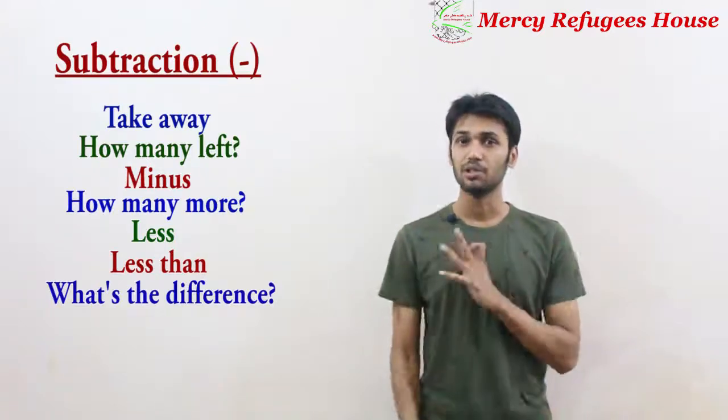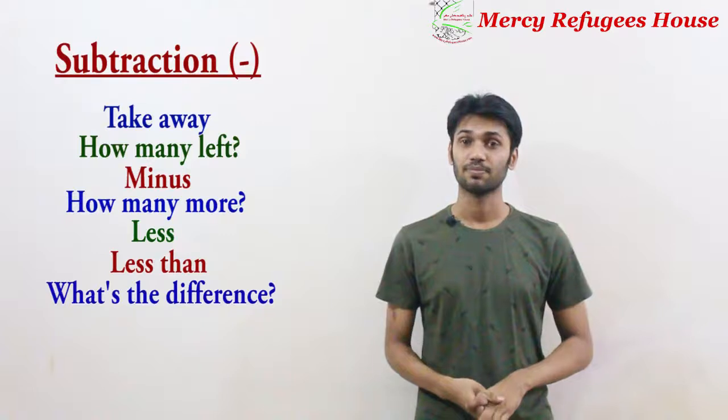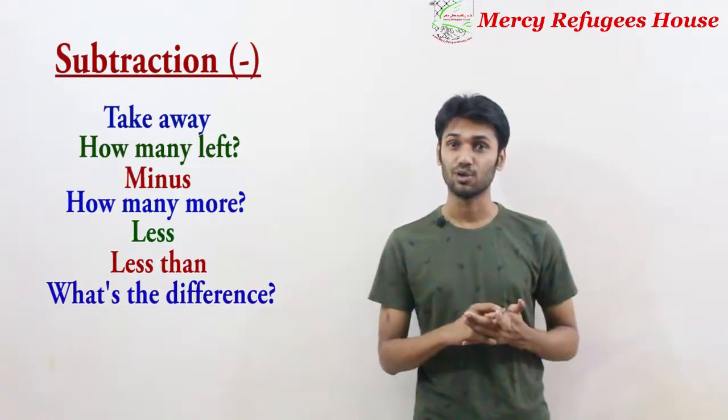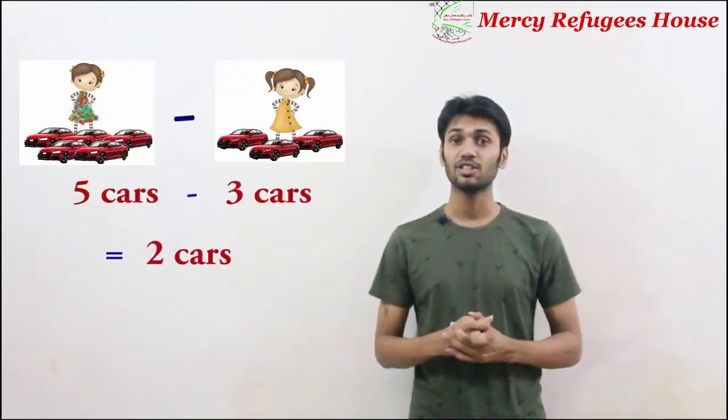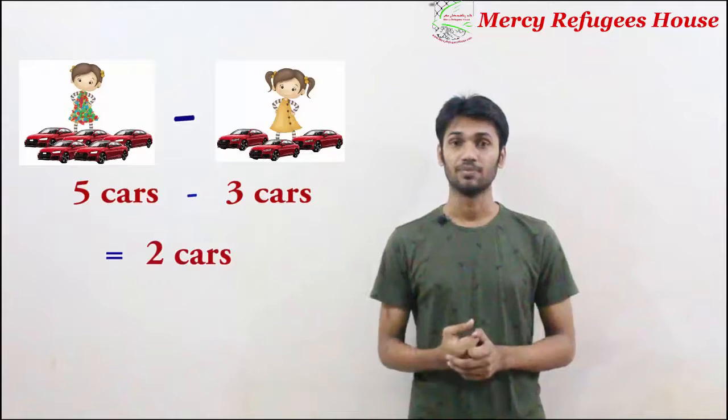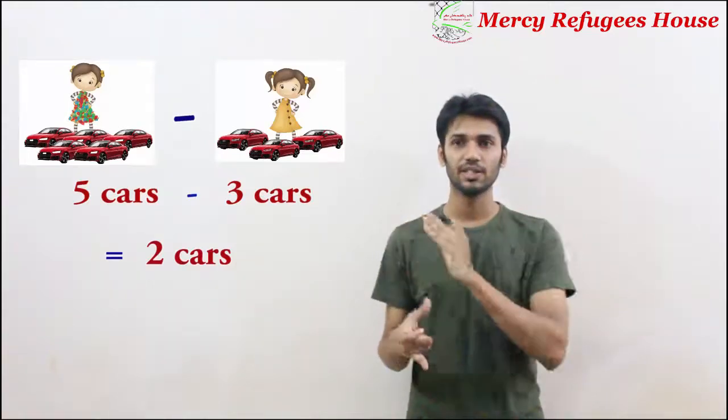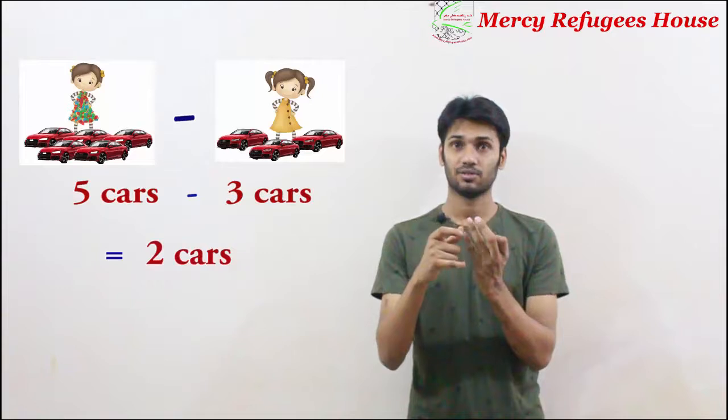Now, make sure you teach this to your students, because they might hear any of these words, and by hearing this word, they should go for subtraction. You could start with this example. You have 5 cars and Millie has 3 cars. Now the question is, how many more cars do you have? That means how many more cars you have than Millie. So it is 5 and Millie has got 3. So 5 minus 3. What should be the answer? It should be 2.